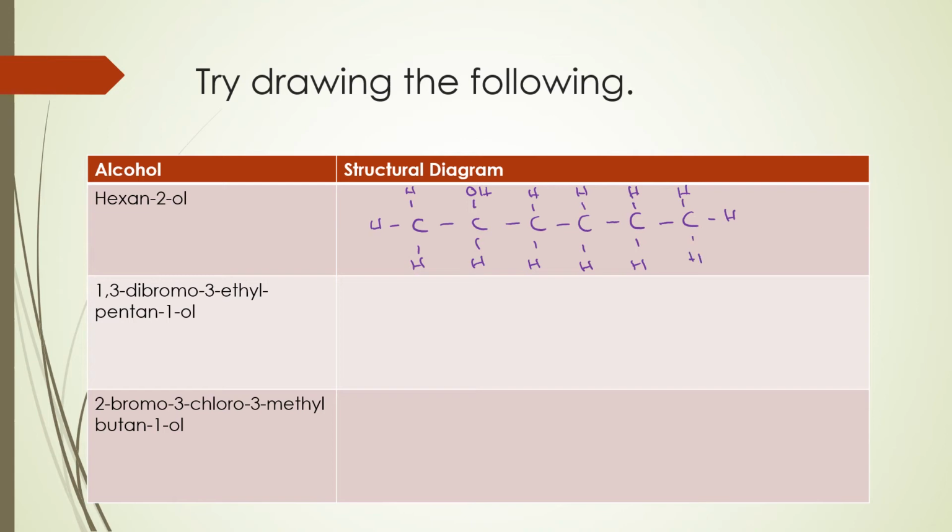Next one, we have a pentanol as the parent. 1, 2, 3, 4, 5. I'm going to put the hydroxyl group here, and then 1,3 dibromo, 3 ethyl. Now make sure you put the hydrogens on so that every carbon has 4 bonds.